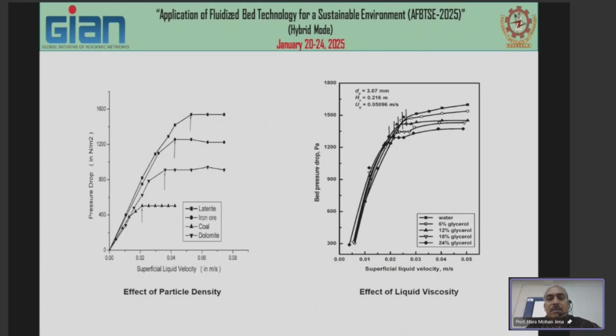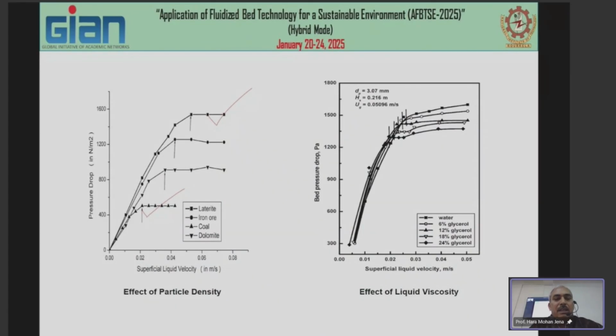And the particle density: the lighter particle, coal particle, is this, whereas the dolomite is this, having higher particle density. With particle density, obviously the weight of the particle increases. For the same size of the particle, the weight of the particle increases. As the weight of the particle increases, you need higher velocity of the fluid to offer the amount of drag that is necessary to make the particles suspended in the bed. So with an increase in particle density, bed pressure drop increases.